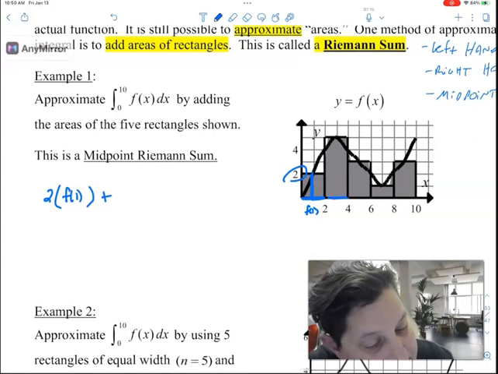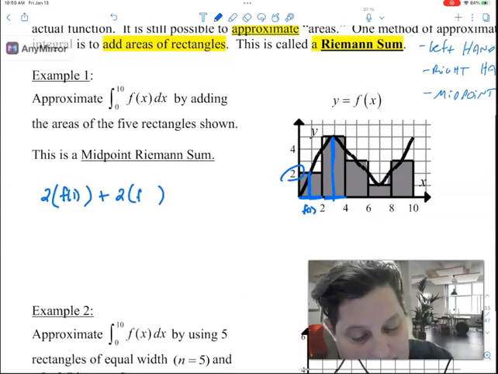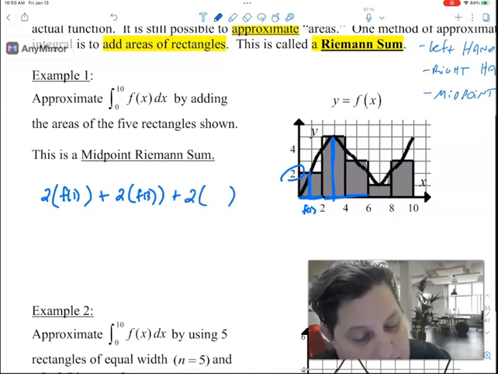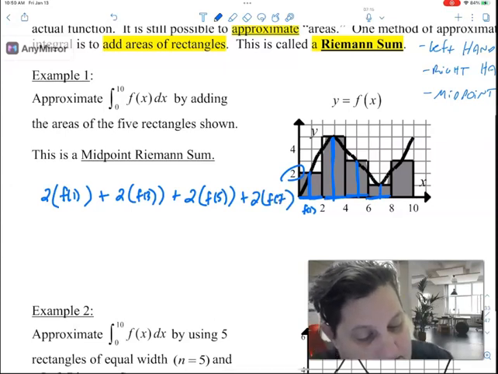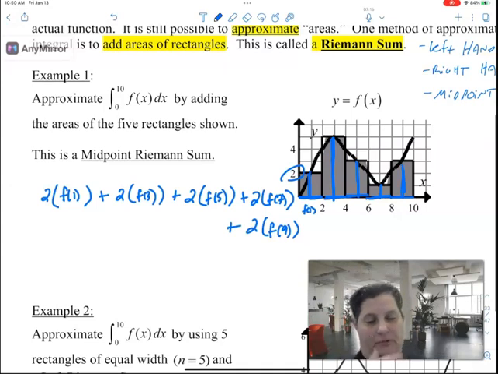The base of the next rectangle is 2, but now I got to get the height at 3. Well, another way of saying what's the height at 3, it's the y value at 3. My next rectangle has a base of 2, and then I have a height at 5, so the y value at 5. My next rectangle has a base of 2, and then I need to get the y value at 7, so f of 7. And then my last rectangle has a base of 2, and it has a y value at whatever the y value at 9 is, okay?